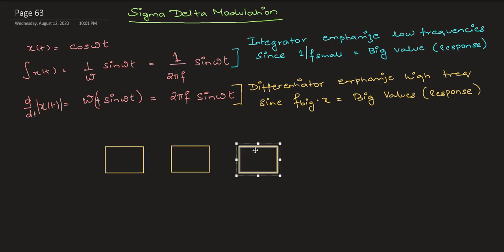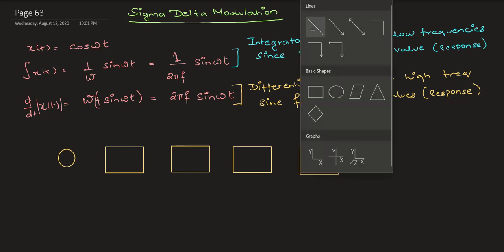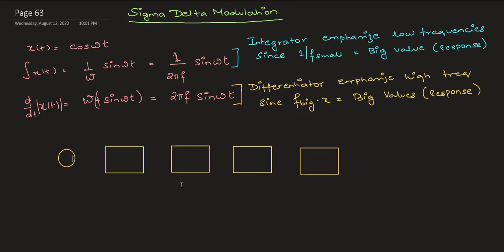When you do differentiation, you are doing the opposite. Differentiation gives f times sine omega t, so your differentiator works well for high frequencies. Good. That is the reason your integrator is used as a low pass filter and your differentiator is used as a high pass filter. The integrator we use in sigma delta is not a mathematical integrator; typically we use an op-amp design, but we are not concerned with that. We just need to know what sigma delta modulation is and why it is used for oversampling, which is because of the low pass filters.